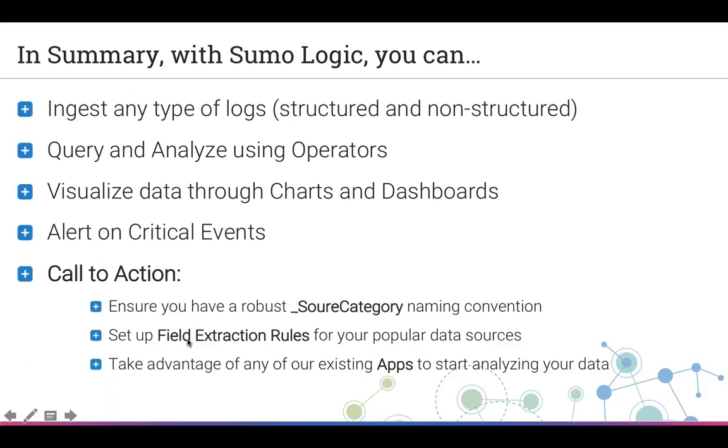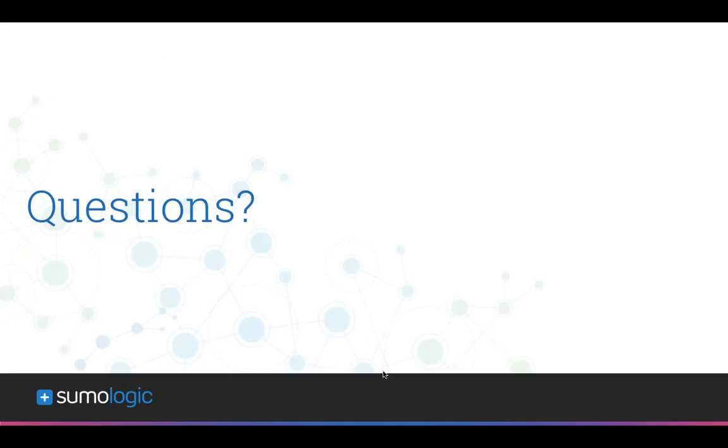The second one is, if you're using the same source and everybody in your organization seems to be parsing, think about setting up your field extraction rules so you can start parsing that data and taking advantage of those fields. And the last one, wade through the library itself so that you can see what apps are available so you can start analyzing your data right away. I showed you the Apache app, but there are many, many more apps available to you.